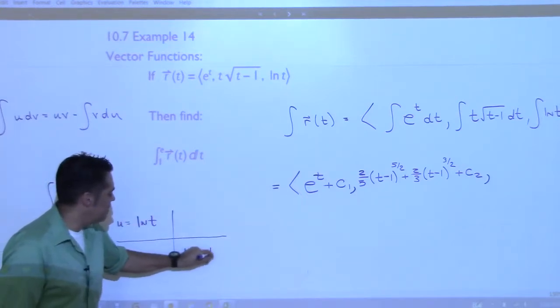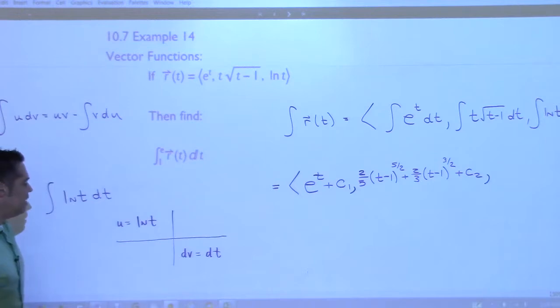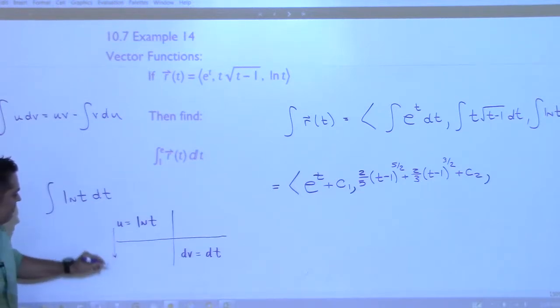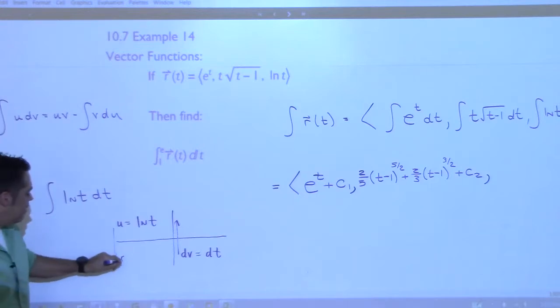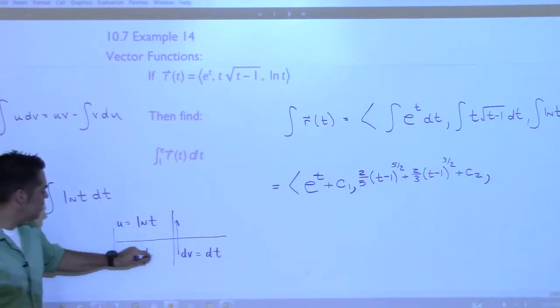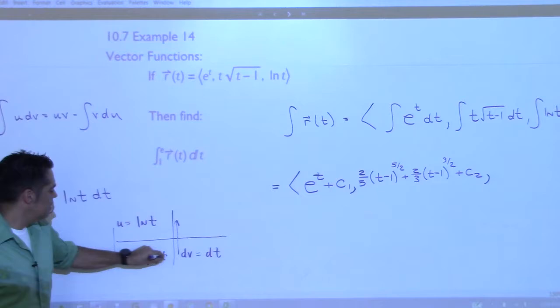dv then has to be the dt part, and then I have them finish the table out. I have them differentiate down and integrate up. So we differentiate down, du is 1 over t dt.